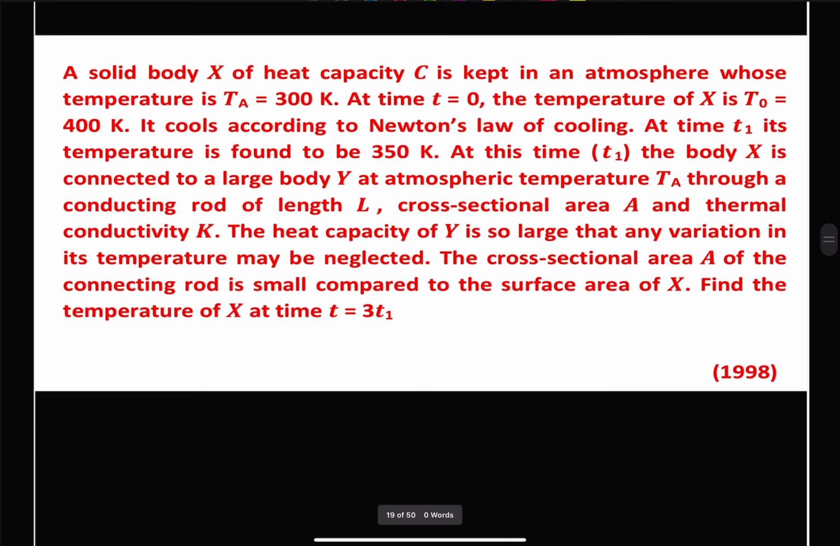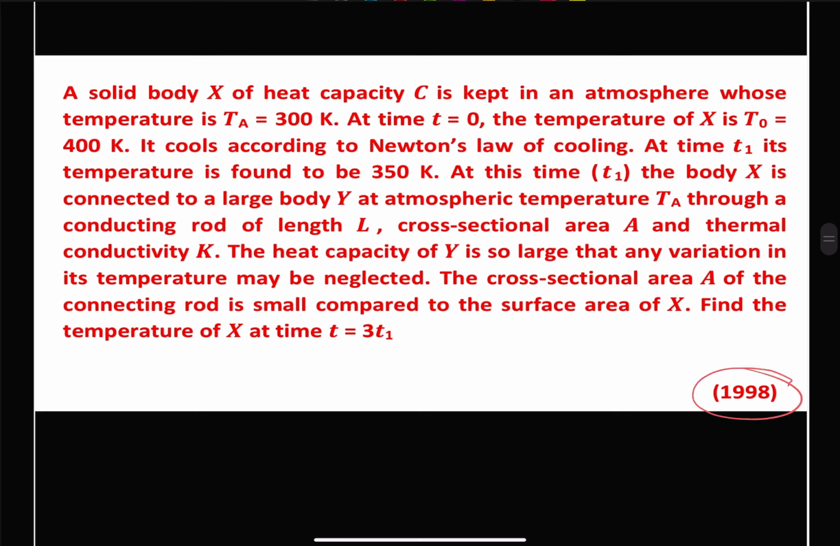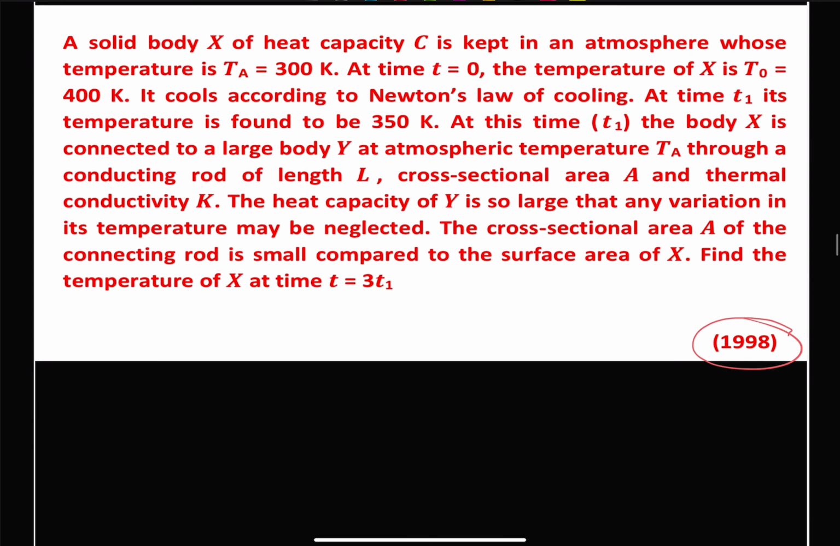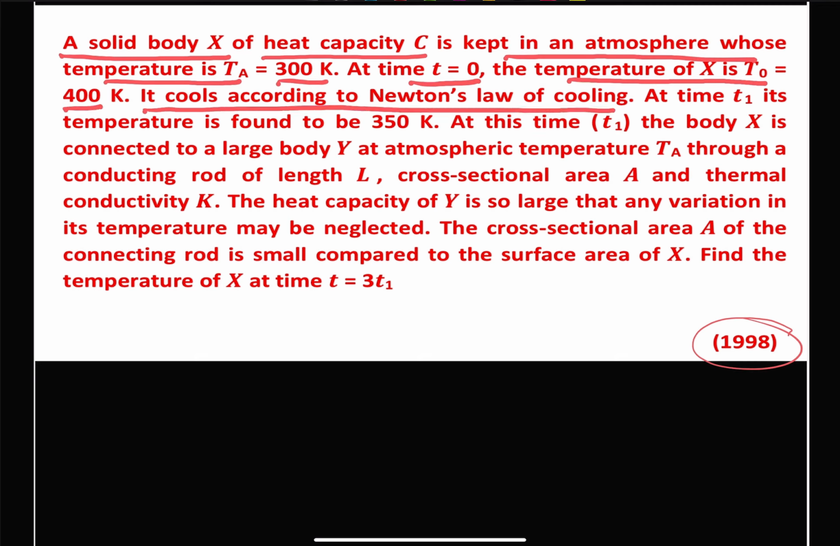Next question. It was asked in the year 1998 and it states that a solid body X of heat capacity C is kept in an atmosphere whose temperature is TA, 300 Kelvin. At T is equal to 0, the temperature of X is T naught, 400 Kelvin. It cools according to Newton's law of cooling. At time T1, its temperature is found to be 350 Kelvin.